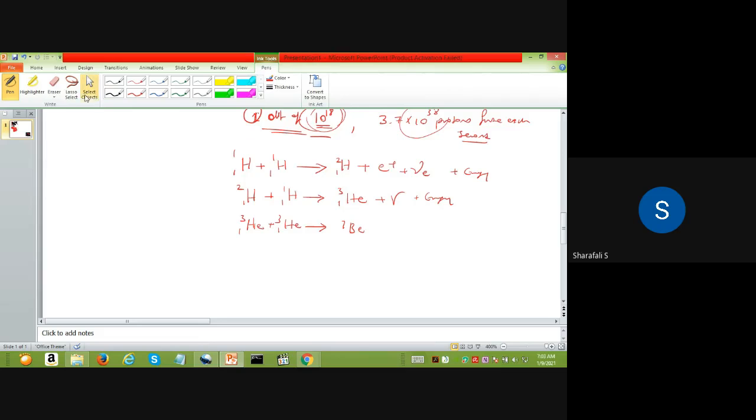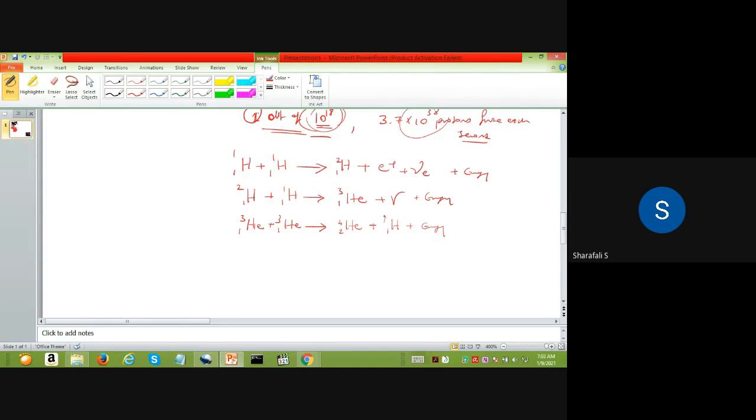This is the second case, the first one. So this will produce helium-4 plus 1 proton plus energy.